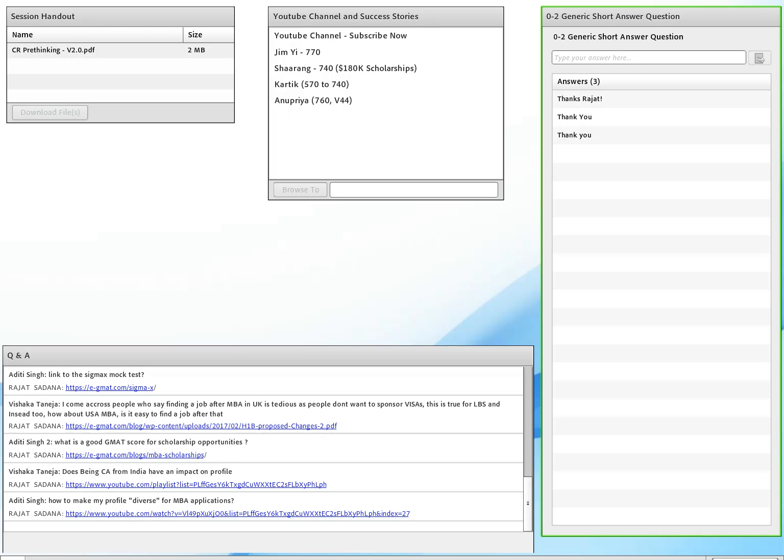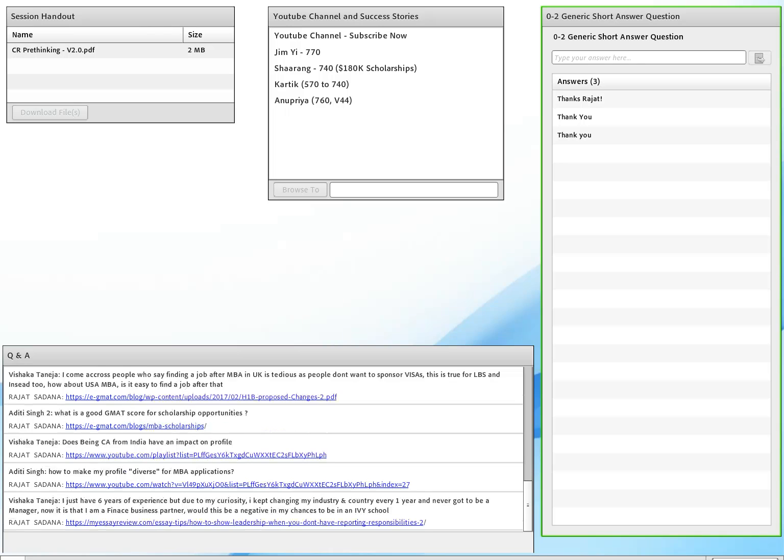Vishaka says, I have 6 years of work experience. So Vishaka, being a manager is not an important piece. Being a leader is important. A lot of people confuse leadership with management. So let me share an article to really talk about what leadership is. This is by one of our partners, Poonam, and you can read this article. You'll get to know what leadership is about.